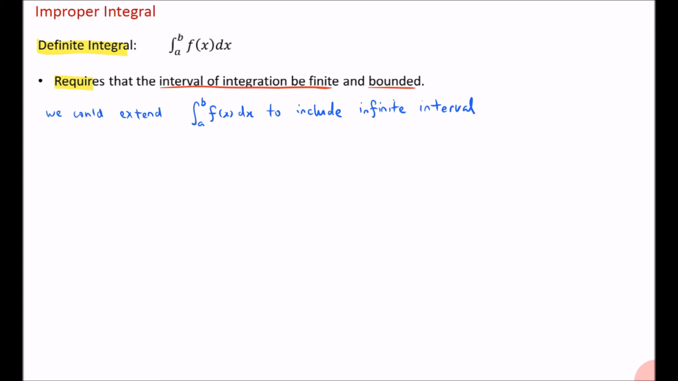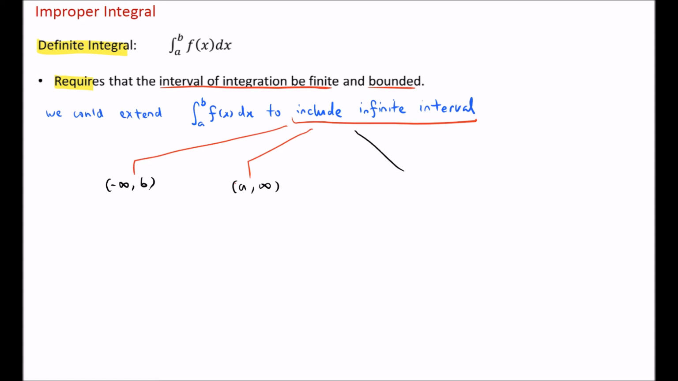So what is the meaning of infinite interval? For example, our interval could be from negative infinity to b, or could be from a to positive infinity, or we can have from negative infinity to positive infinity.